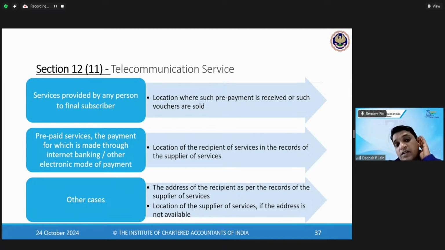Prepaid connection and prepaid services, same? Yes, both are the same, because in prepaid services you make the payment before. Even in a prepaid connection, you pay before. So it is the same.